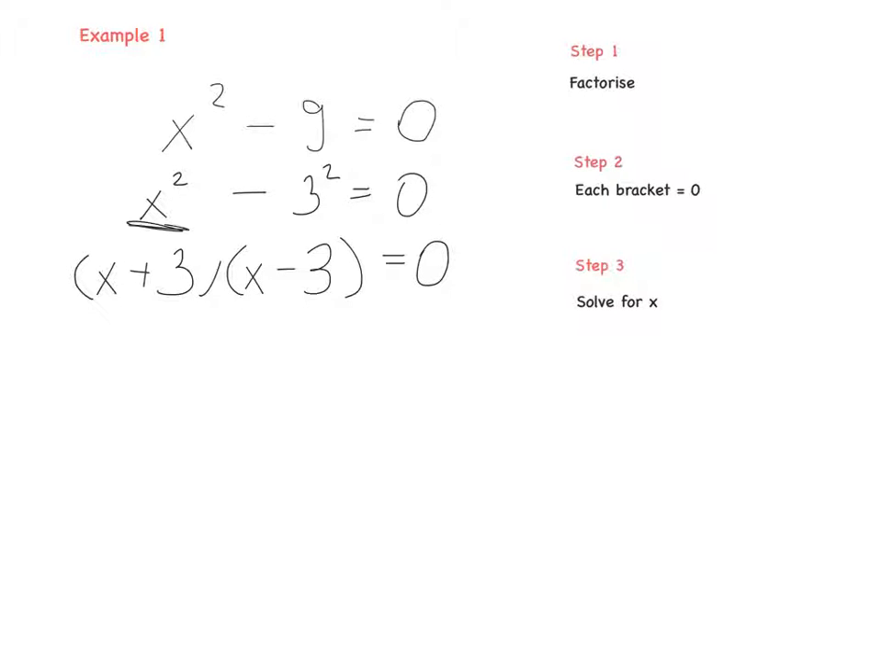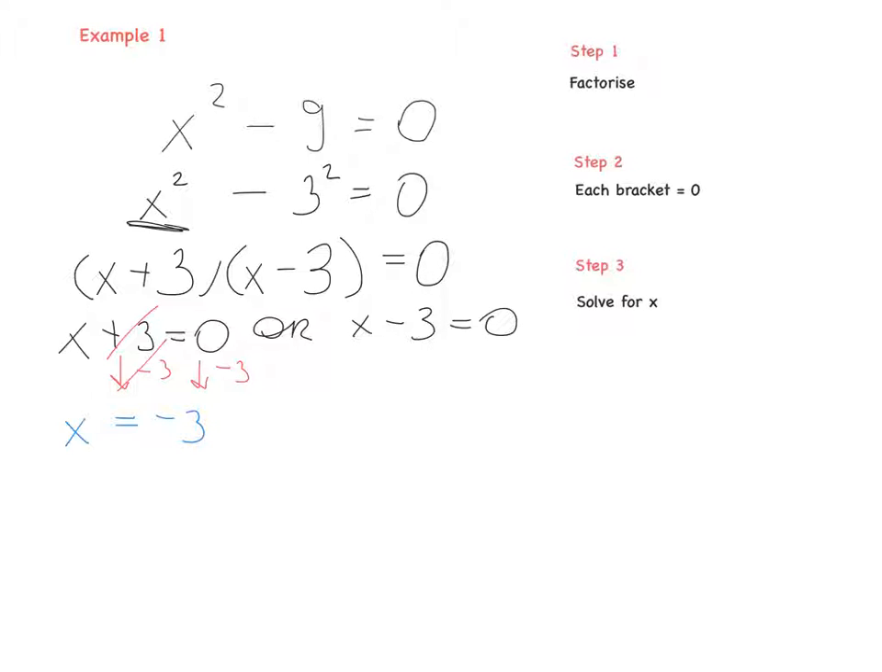Now we need to go to step number 2. Each bracket equals 0, okay, so x plus 3 equals 0, or x minus 3 equals 0. And now we need to solve it, so we need to find what x is, okay? If x plus 3 equals 0, we need to get rid of the 3 in here, so minus 3 and minus 3. As you can see, I'm following the rules all the time, okay? So we don't have 3's anymore, and the answer is x equals minus 3.